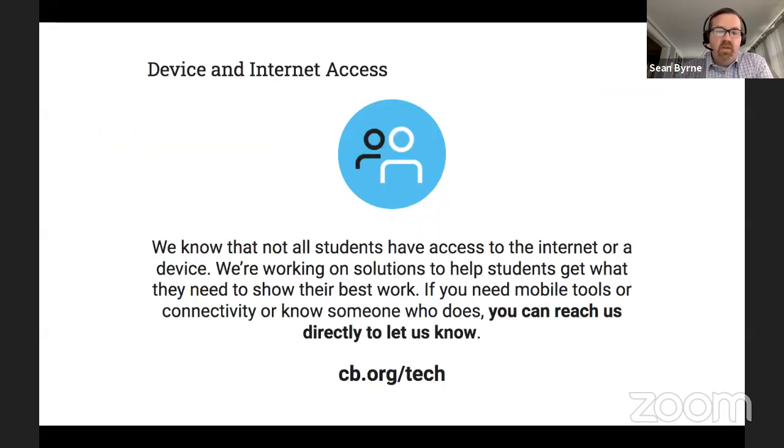Another important piece of information is that we know that not all students have consistent access to internet or a device at home. And our plan is to have every student take their AP exams through the internet on a device. And we really want to make sure that every student has the ability to show their best work. So if you need a tool or you need help with connectivity, or you know somebody who does not have either of these 2 things consistently, please go to cb.org/tech and fill out the form to give us some information about how we can help you. It's really important for us that you show us your best work, and that will allow us to give you the support that you need.